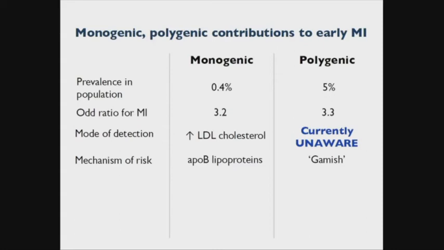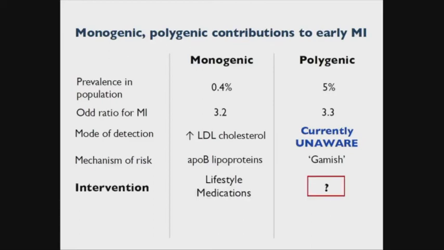So the monogenic LDL receptor, PCSK9, ApoB mutations are present in 0.4% of the population. Here's the odds ratio for MI. These individuals can be found by genetics, but also can be found by the fact that they have higher LDL cholesterol. And the mechanism of risk here is ApoB containing lipoproteins. For polygenic, at the 5% tail, the individuals have a threefold increased risk as well. They're currently unaware of their risk. These individuals are not distinguished based on their traditional risk factors, as I showed you earlier. And then, for lack of a better term, the mechanism here is really truly a gemisch. It's the additive effect of many, many variants.